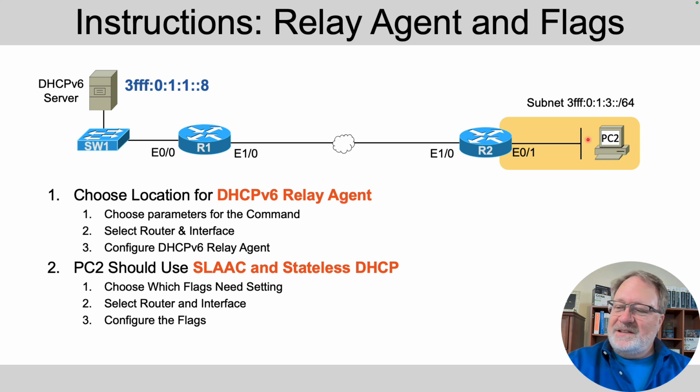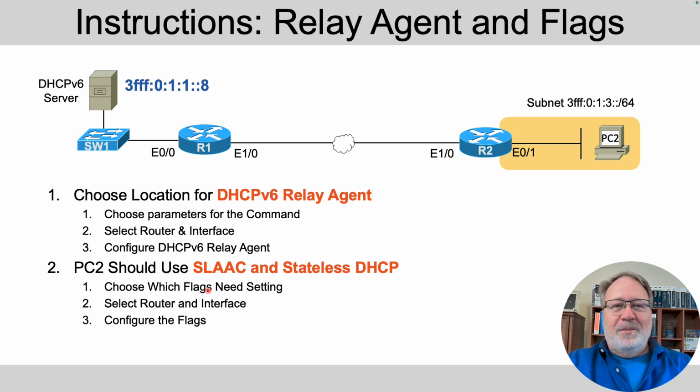Then we also want PC2 to use SLAAC and Stateless DHCP, and the network, the routers need to direct clients as to how they should proceed with which of their options for address assignment they should use. So choose which flags should exist, and if you need to add some configuration to make that happen, then go and configure those flags, all right? That's it for the configuration instructions.